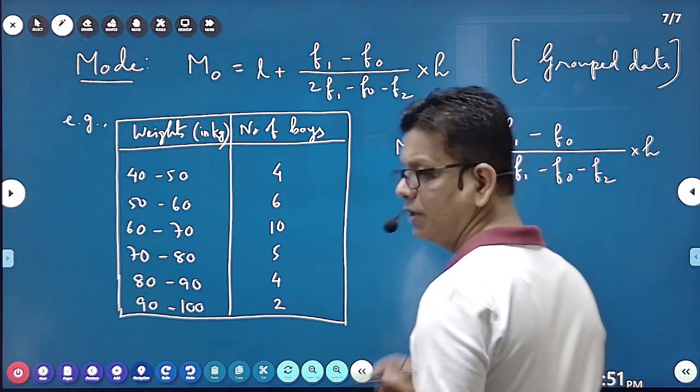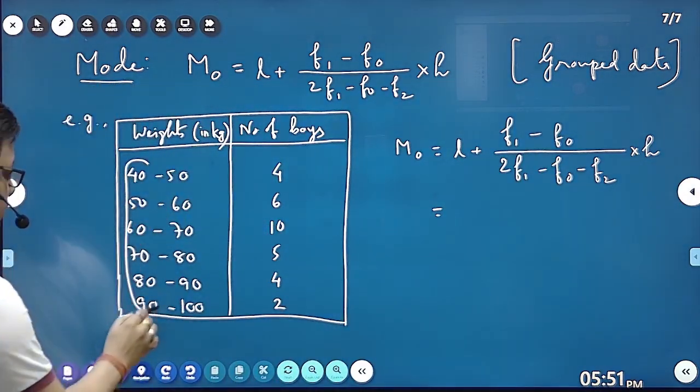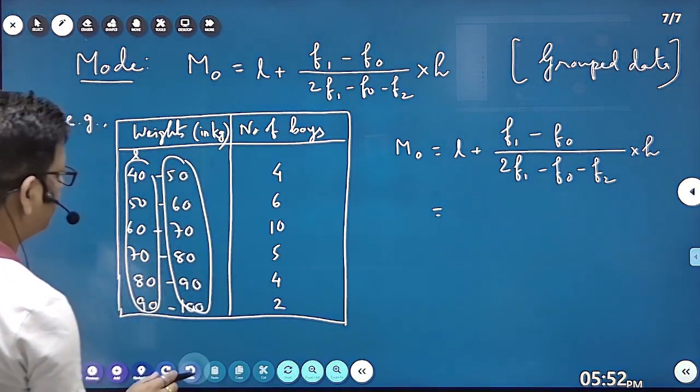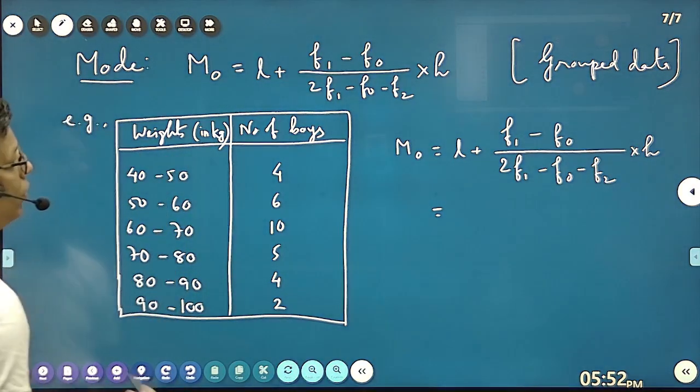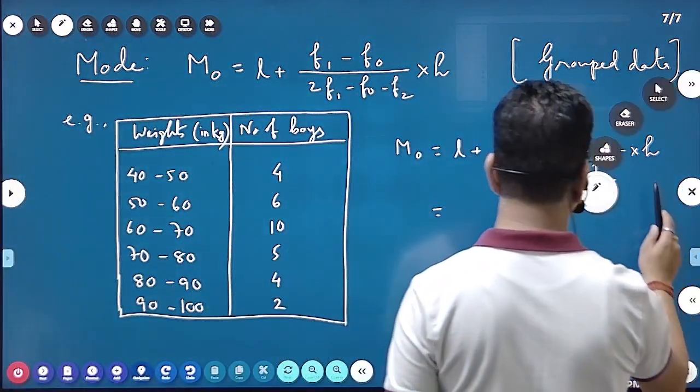Now direct value. Here L is the lower limit. As I discussed many a times, these are the lower limits, these are the upper limits. So L is the lower limit. Now lower limit of what? Lower limit of the modal class. Now I'll show you what is modal class, and that is not very difficult to find.